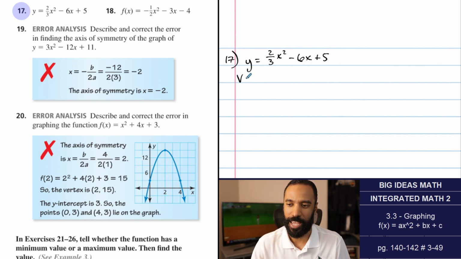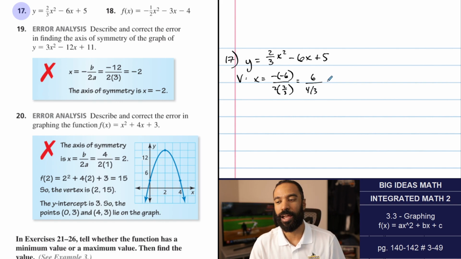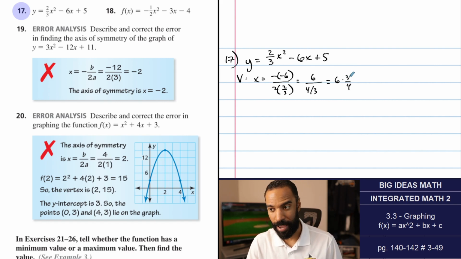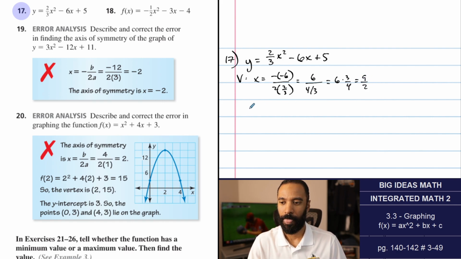Okay, vertex. The x value is negative b over 2a. Positive 6 over 4/3. That also means 6 times 3/4. This is still a fraction, so that's not going to be fun for the graph. But 6 times 3/4 is 9 halves. So the x value is 9 halves. That might get cut off by my graph.